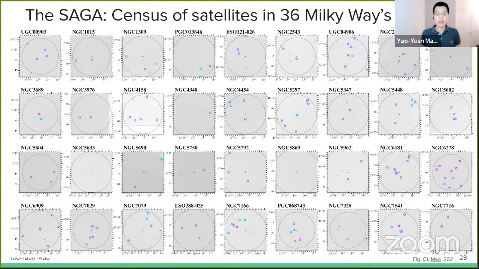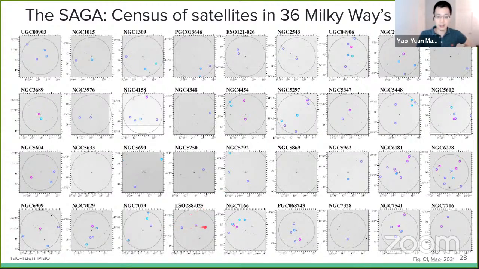I'm going to skip that. And so far we have found so many satellite galaxies. So here you're looking at actually kind of the census of satellite galaxies of 36 of Milky Way siblings. In each case, the Milky Way-like galaxy is at the center. You can hardly see it, but in some cases you can, right? There's a black spot there. That is the central galaxy.